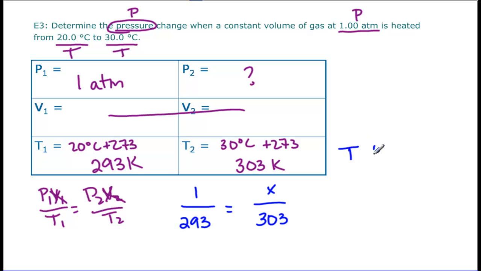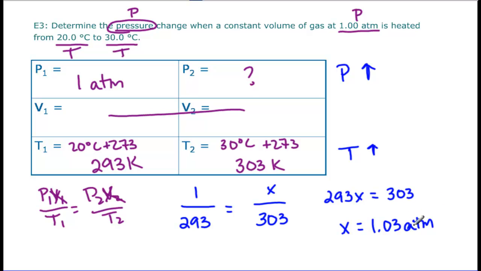Now, temperature is increasing, so what should the pressure do? Pressure should increase. Now this is not a huge temperature increase. It's only 10 degrees. So let's do our math. So we cross multiply. So 293 times x equals 303 times 1. So x is going to equal 1.03 ATM. So we did have an increase in our pressure just like we predicted. Not a huge one, again, because this is a very small temperature increase.